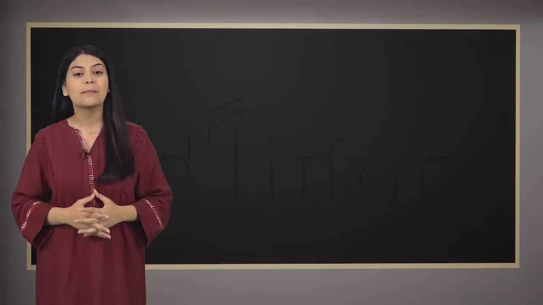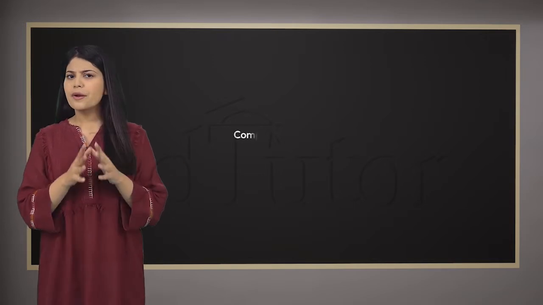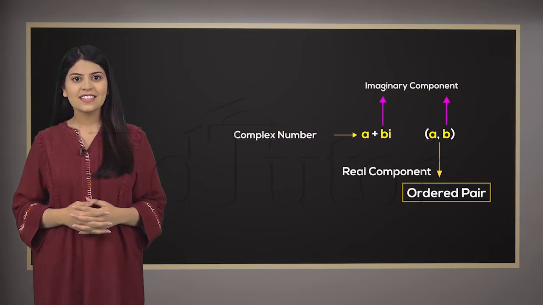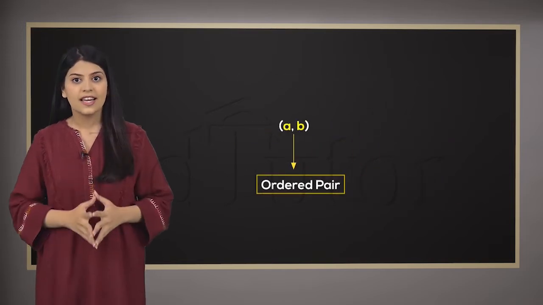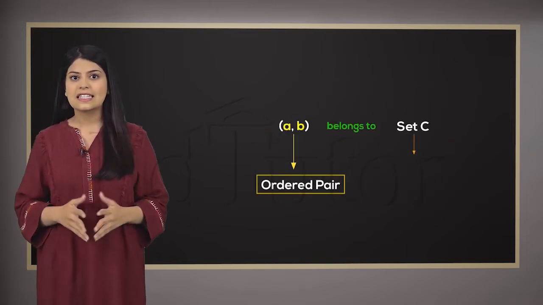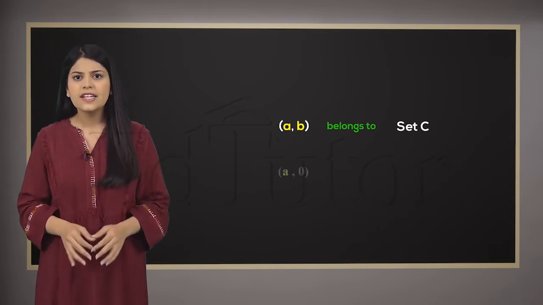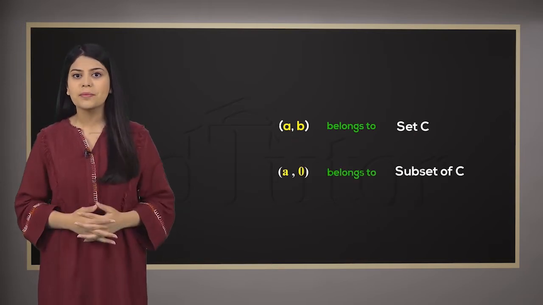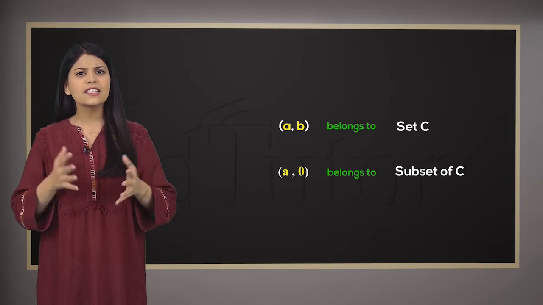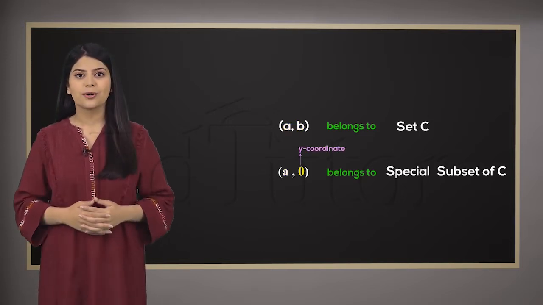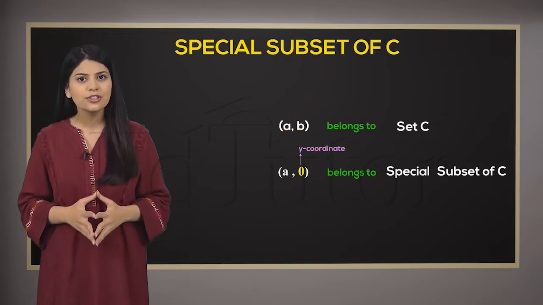Let's start building up our clues. Remember how we wrote complex numbers as ordered pairs? These points made a new set called set C, the set of complex numbers. In this larger set, there is a subset that contains special pairs. How do we identify it, you may ask? Their y-coordinate is 0.